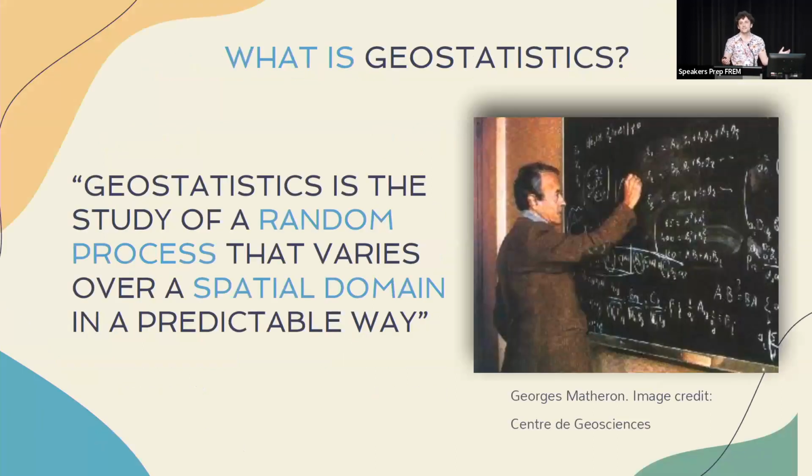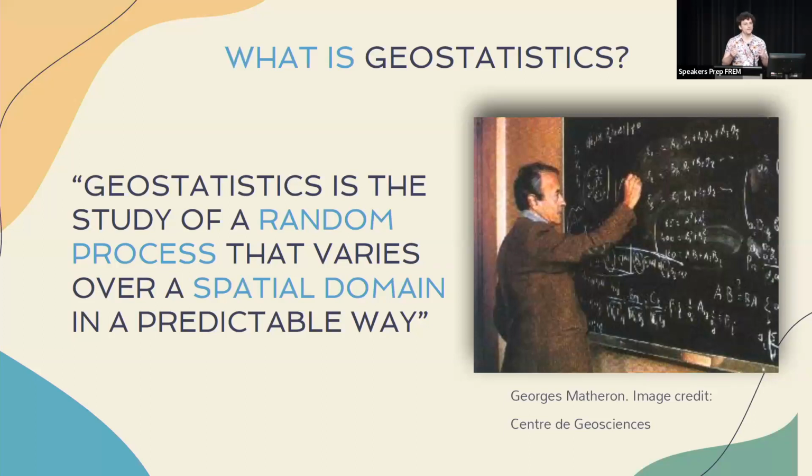So what is geostatistics and why haven't you heard of it? It's not because I invented it. I would have named it something much cooler. Instead, it was invented by this guy, Georges Matheron. He was a French scientist who was working in South Africa in the gold rush in the 60s, trying to understand how gold is distributed throughout a gold field. And so he did a lot of work developing this branch of mathematics called geostatistics that studies how random processes vary over a spatial domain.